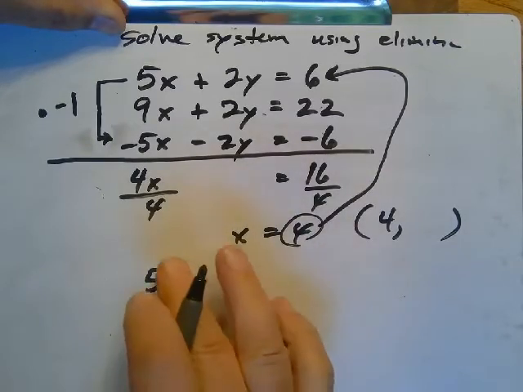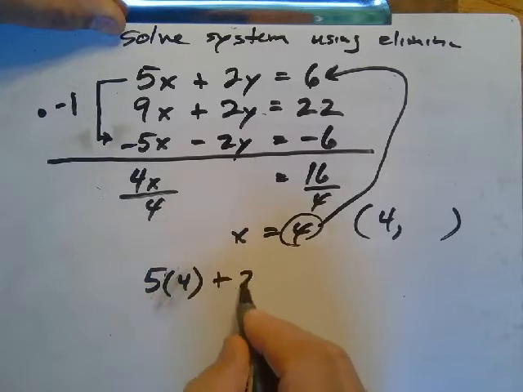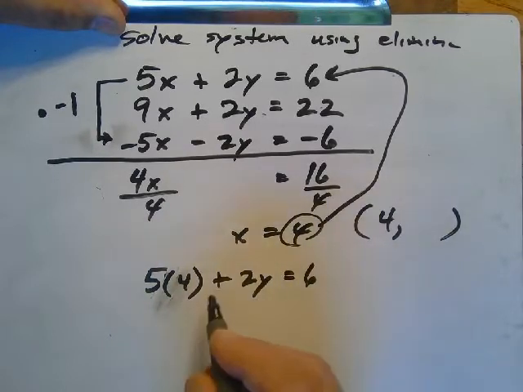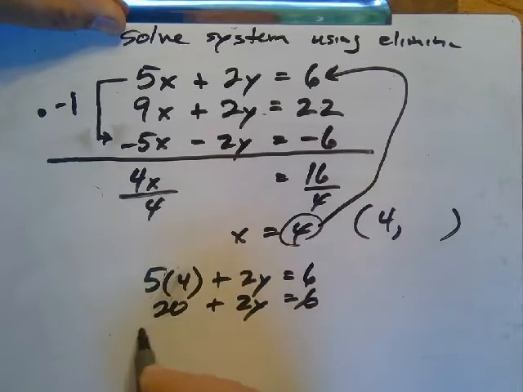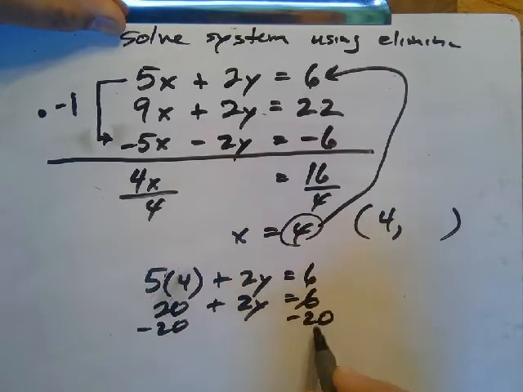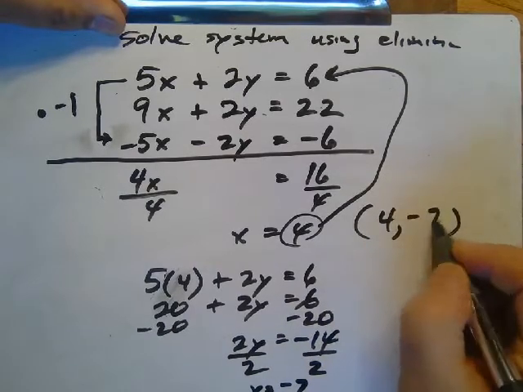x is 4. So 5 times 4 plus 2 times y equals 6. And I get, subtracting 20 from both sides, 2y is equal to -14. So y is -7. Y is a -7.